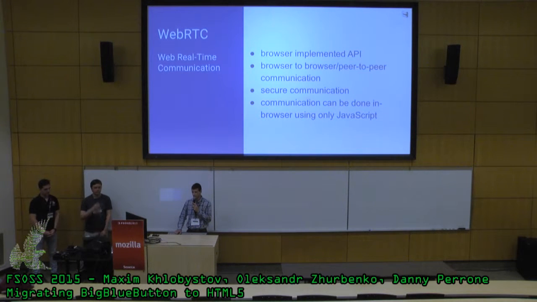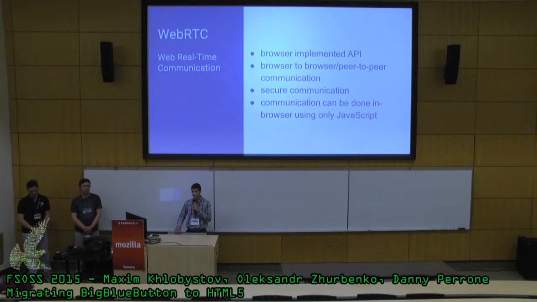WebRTC stands for Web Real-Time Communication. It's an API implemented by the web browser, and what it does is allow for browser-to-browser or peer-to-peer communication. It is secure communication, done in the browser, and it can be done with only JavaScript. That makes it perfect for our HTML5 client. You don't have to have additional plugins or any other type of add-on or technology. It can be done through an HTML page with pure JavaScript.